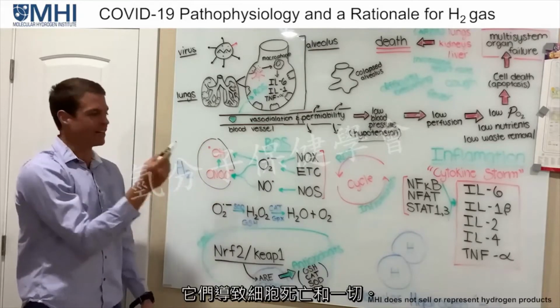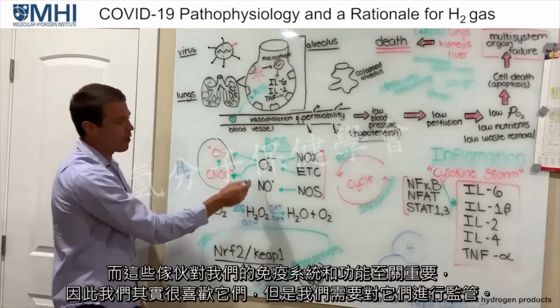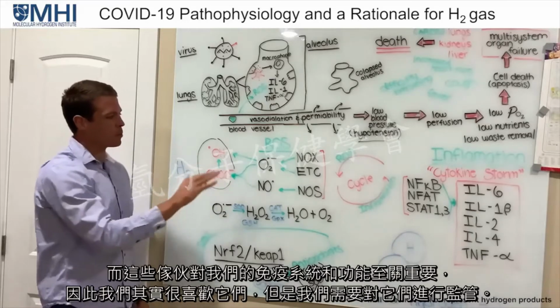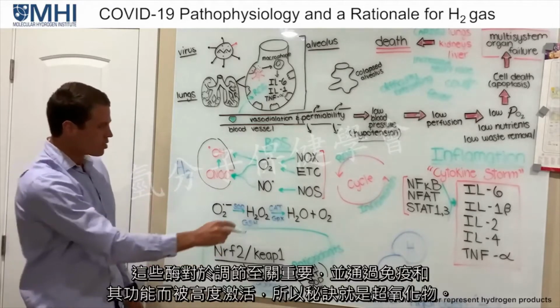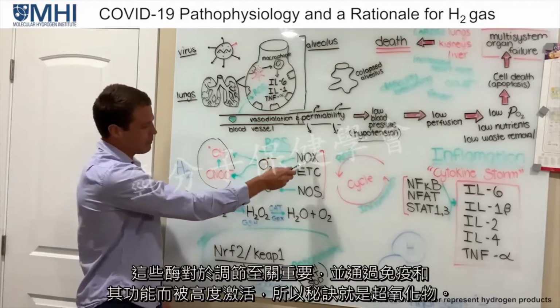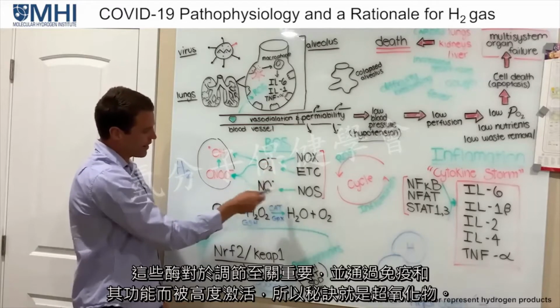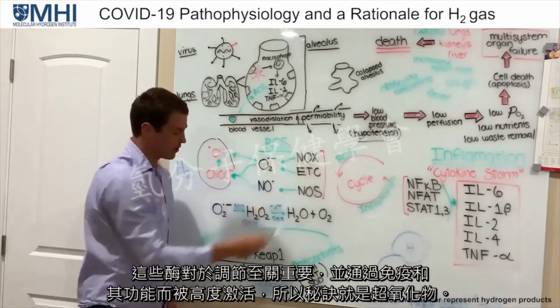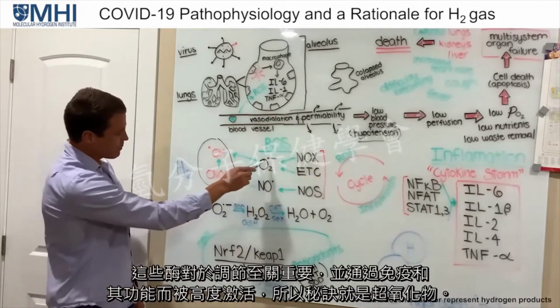They cause cell death and everything. These guys, on the other hand, they're important for our immune system, for our function, everything. So we actually like them. We need them to be regulated, okay? Well, these enzymes are very critical to regulate these, and they get hyperactivated by the immune inflammatory response we'll talk about over here.